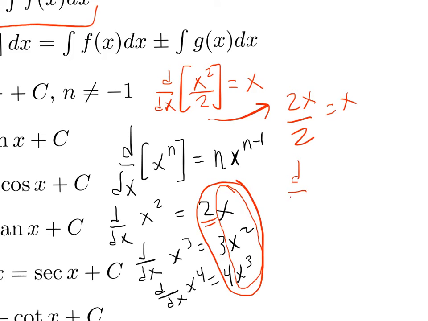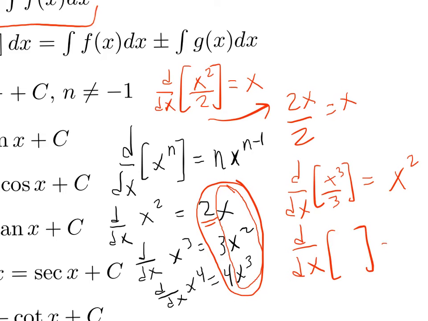The derivative of what will give me just x squared? You got it. And what about x to the third? Okay, you found a pattern. Okay, what do you see in each of these?